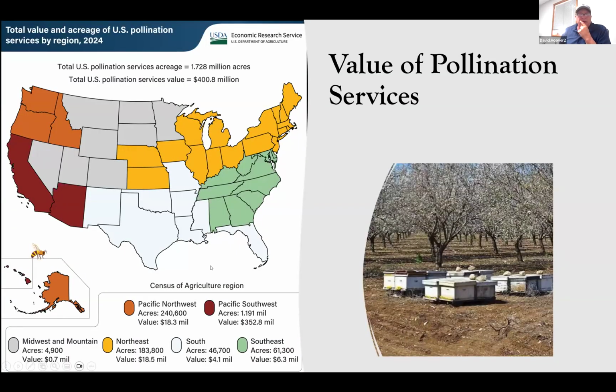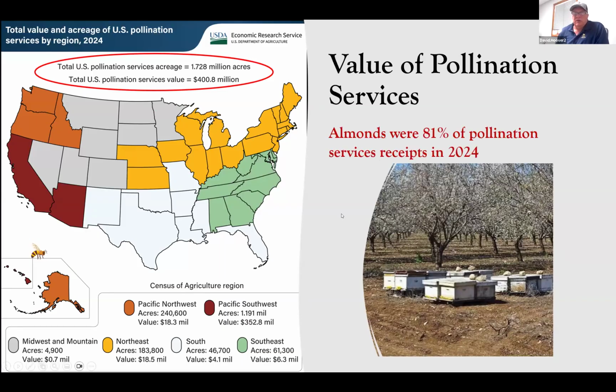This is some 2024 data from the U.S. Department of Agriculture, value of pollination services. So basically, these beehives for hire really have serviced 1.7 million acres, and that total pollination value is a little over $400 million. And of that $400 million, almonds basically account for 81% of those services. That's in 2024, pretty significant.